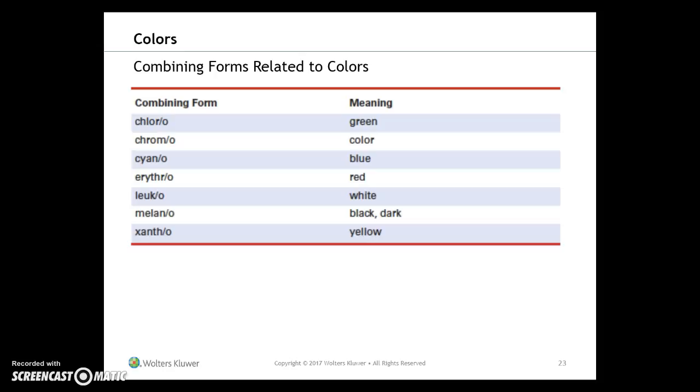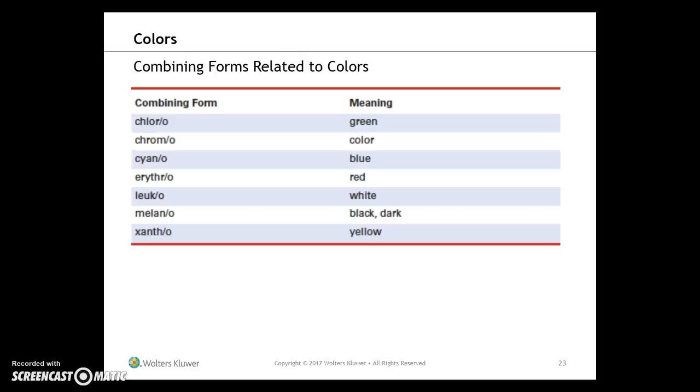In this table, we're moving on to colors. This is very important. These become easy once you memorize the colors. Many word parts indicate colors. For example, an erythrocyte is another term for a red blood cell, and this term is derived from the word parts erythro for red and cyte for cell. This table lists some of the most common combining forms related to colors.